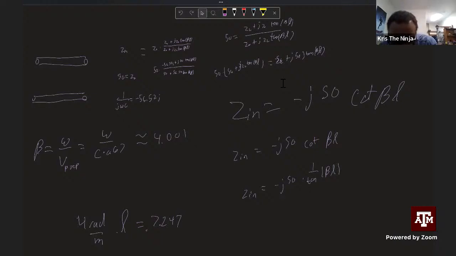But anyway, once you get down to the point where you have just beta L by itself, or you're just trying to solve for beta L, which I guess we could also argue for where we were in the previous point of the example, you just need to do omega over the speed of light times the velocity factor. That comes out to about 4.001. And then if you do, how do we get 0.7247?